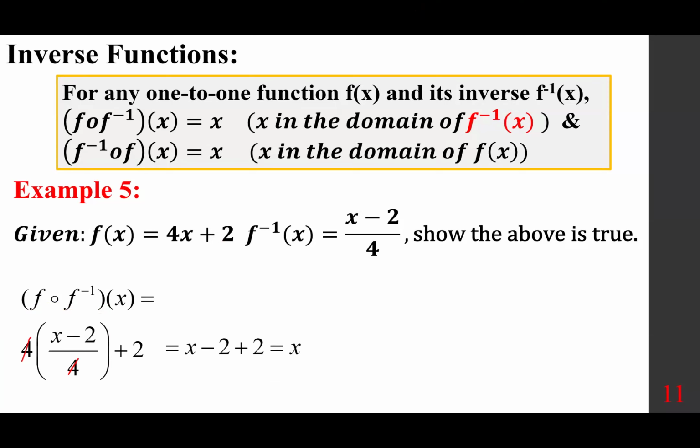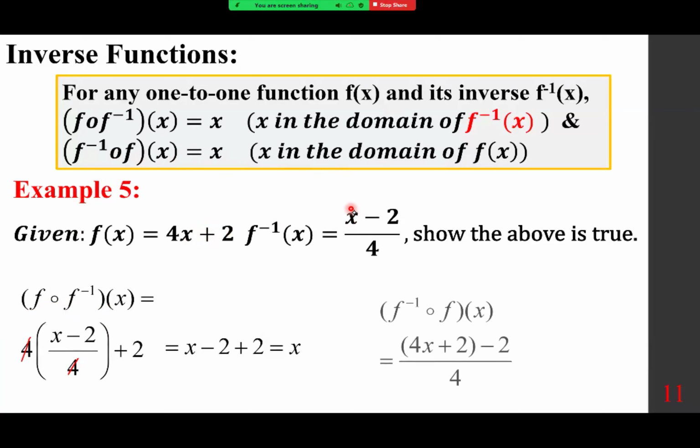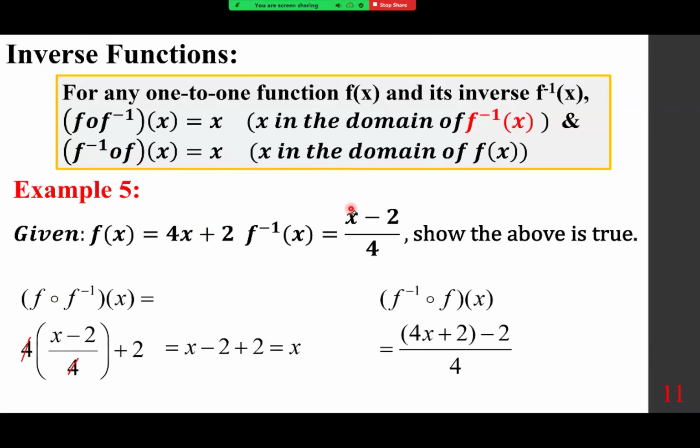Let's go with f inverse of f of x. Let's go with this one. So this x will be replaced by 4x plus 2. As you can see, positive 2 and negative 2 cancel each other. We get 4x over 4, which is equal to x.